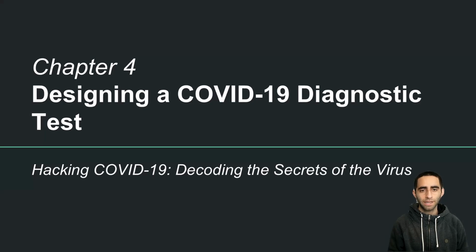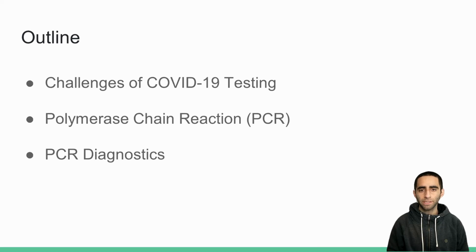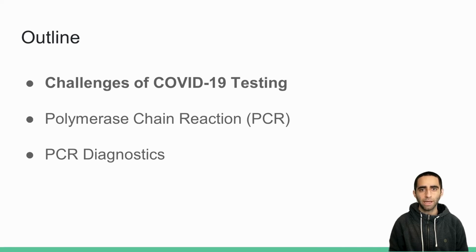Chapter 4, Designing a COVID-19 Diagnostic Test. In this chapter, we will discuss how we can use the information contained within our genome annotation in order to design a COVID-19 diagnostic test. Let's first explore some challenges that were faced in COVID-19 testing towards the beginning of the pandemic.